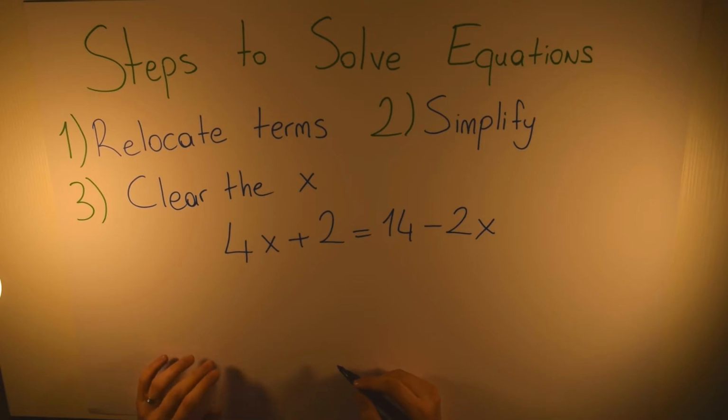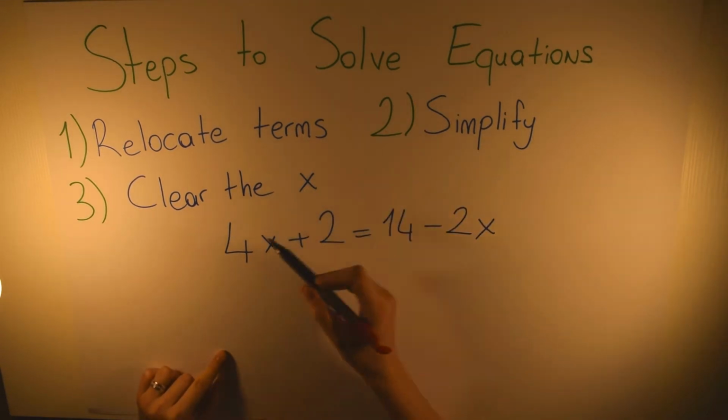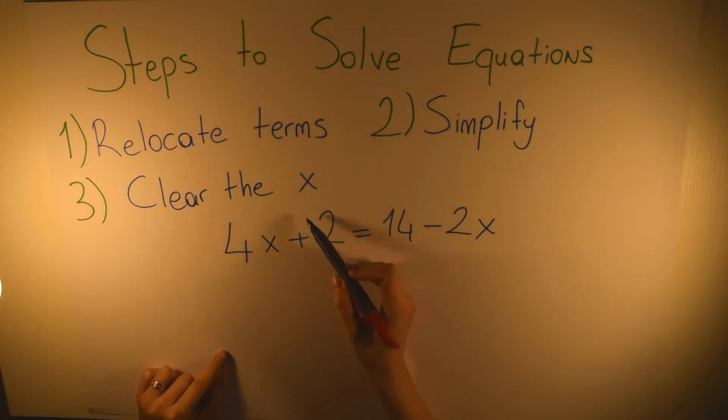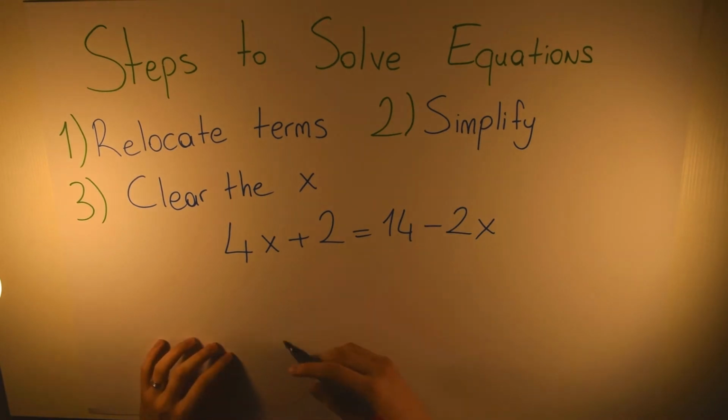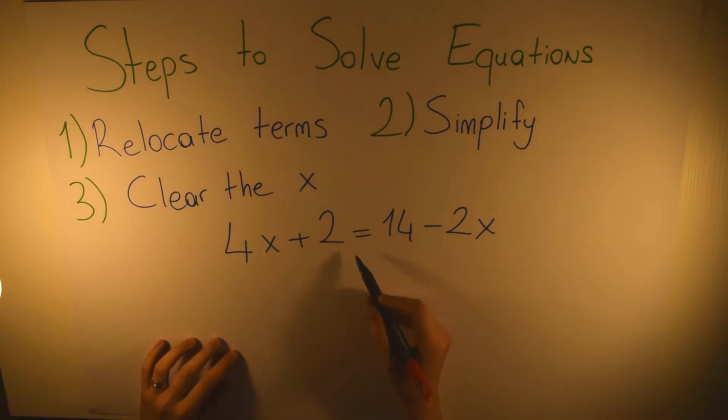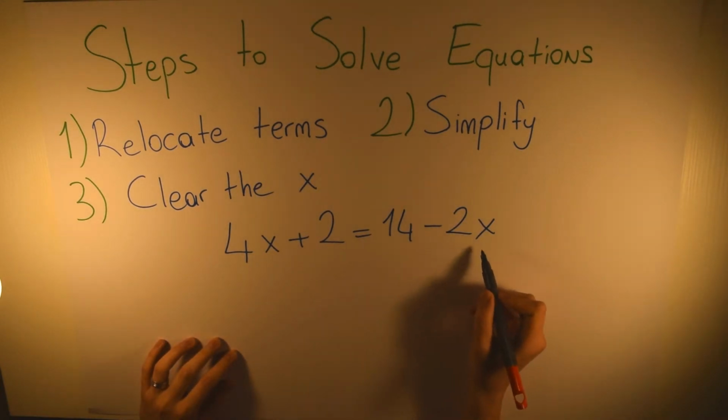There are some steps to solve these equations. First one, you relocate terms. Second one, to simplify, and the third one, to clear the x. So let's look at this example and let's go step by step. We have here 4x plus 2 is equal to 14 minus 2x, right?